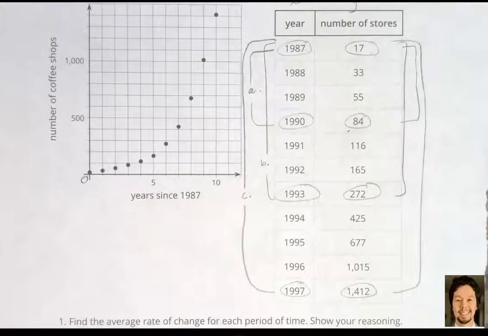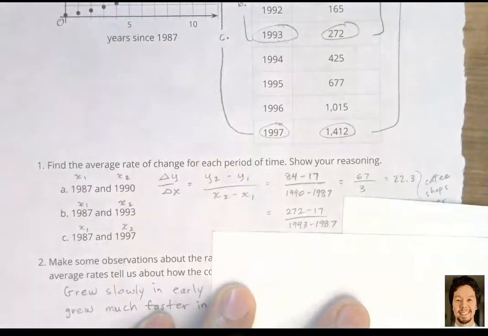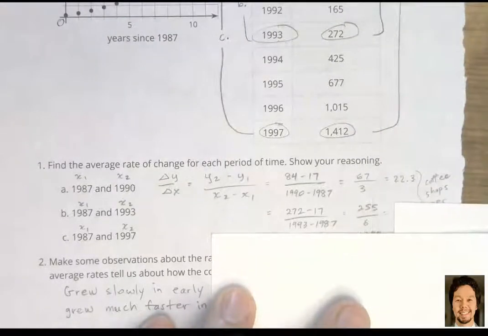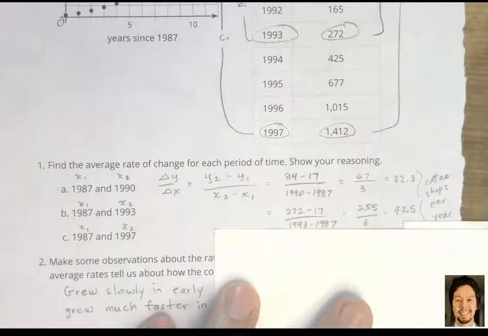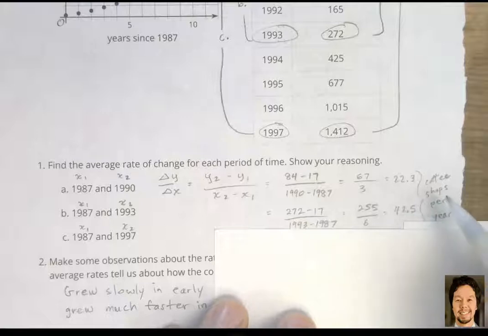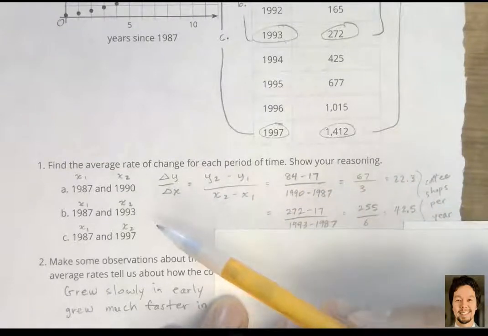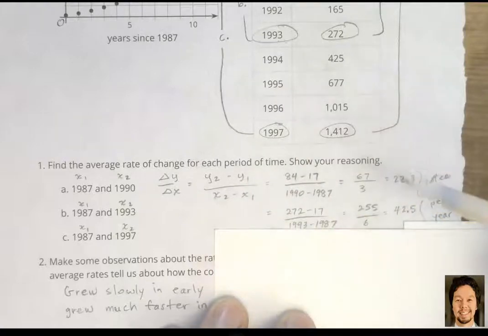So here's my work. 272 minus 17 divided by 1993 minus 1987. And we end up with 255 divided by 6, which is 42 and a half coffee shops per year increase. So as you can see, between the first 3 years and the first 6 years, we're almost doubling. That rate is almost doubling.